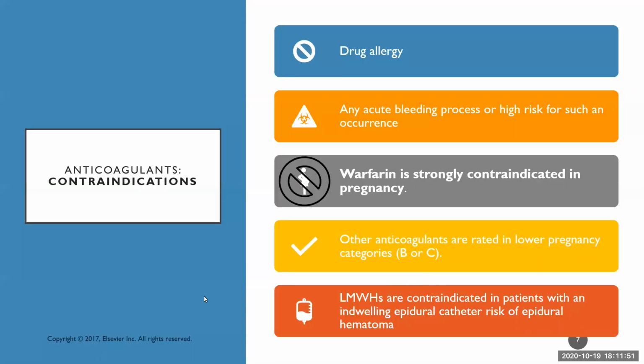So who would not get an anticoagulant? What would be a contraindication, a reason you are not going to give an anticoagulant to somebody? Well, a drug allergy. That's always one, so let's just always put that one out there. So next, anyone who is acutely bleeding or has a high risk for such an occurrence.